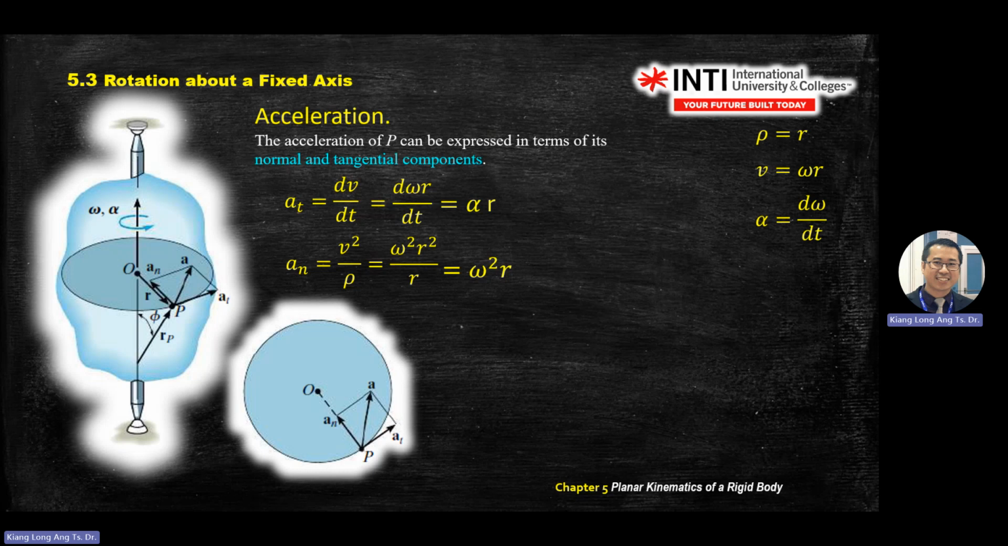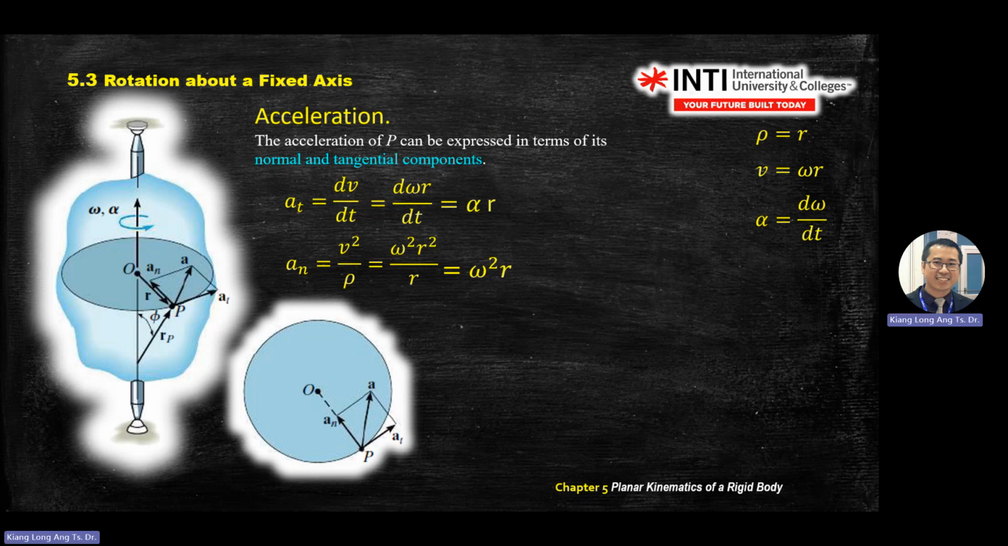an equals v squared over rho. You know that v equals omega r. So you square, you get omega squared r squared, divided by rho, which is r. You cancel the r, you get omega squared r. So I just add a note here. On the left-hand side, you have an and at. an equals v squared over rho, at equals v dot or dv dt. When you change from particle into angular or rigid body, an equals omega squared r.